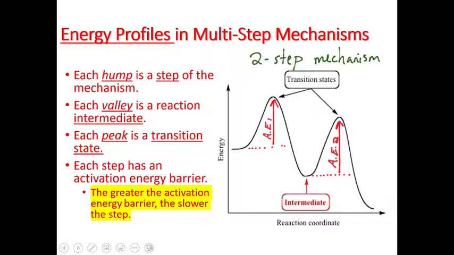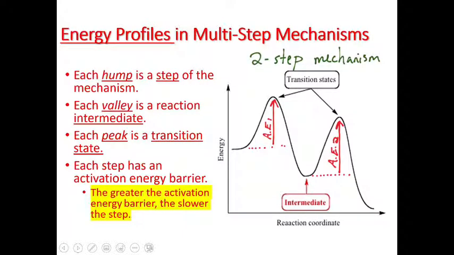That means in this mechanism, the second step is the slower step, and the first step is a little bit faster. If it's just a really small hill to go over, that means it's a fast step. This is where kinetics and mechanisms, rate and mechanisms, come together. The smaller the hump, the faster the step. The taller the hump, the slower the step.